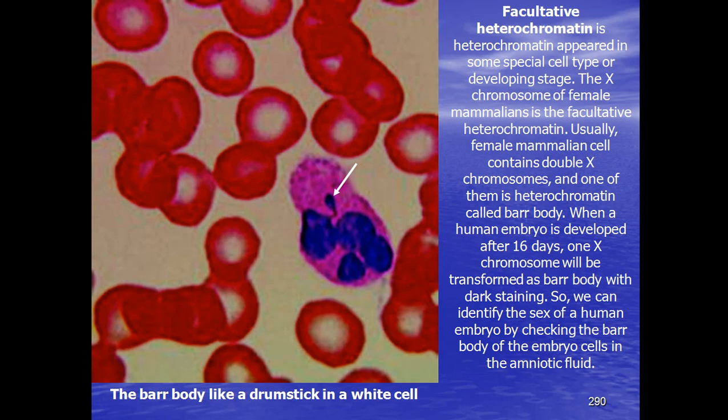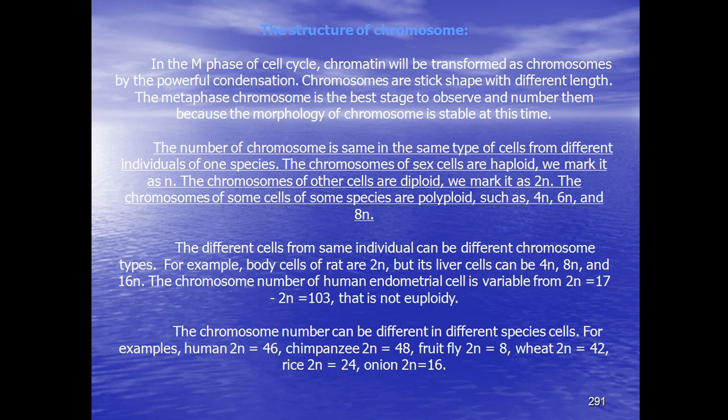The X chromosome of female mammals is facultative heterochromatin. Of the double X chromosomes, one becomes heterochromatin, called the bar body. When the human embryo is developed, after 16 days, one X chromosome will be transformed into a bar body with dark staining. So that is the facultative heterochromatin. We need not go into that much detail.